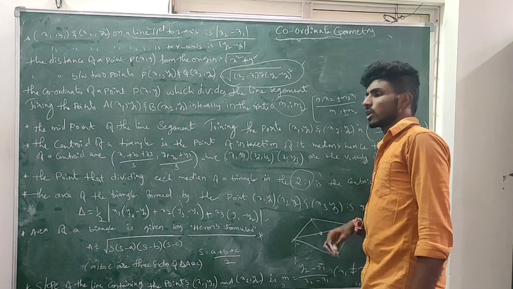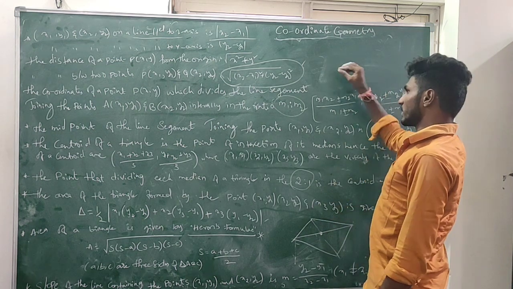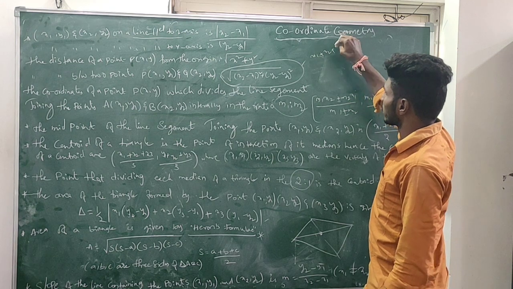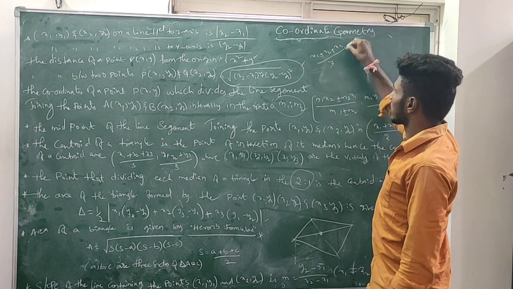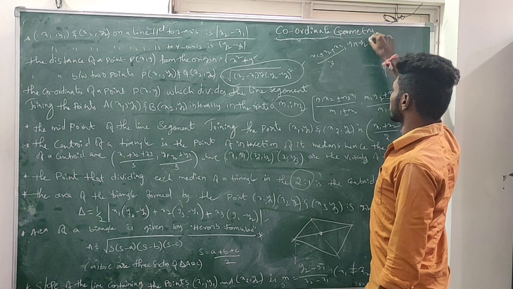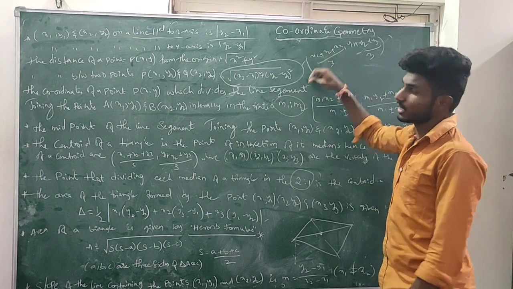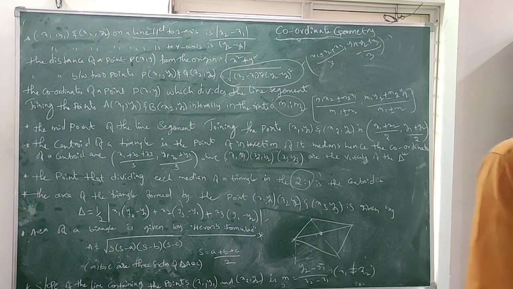Now what is the centroid formula? Simply, the formula is x1 plus x2 plus x3 by 3 comma y1 plus y2 plus y3 by 3. But may I know the reason why we are only dividing by 3? Can you think? Why should I only divide it by 3? Why can't I divide it by 2? Or why can't I divide it by 5?